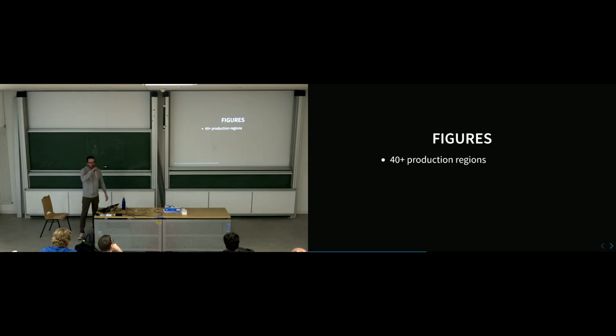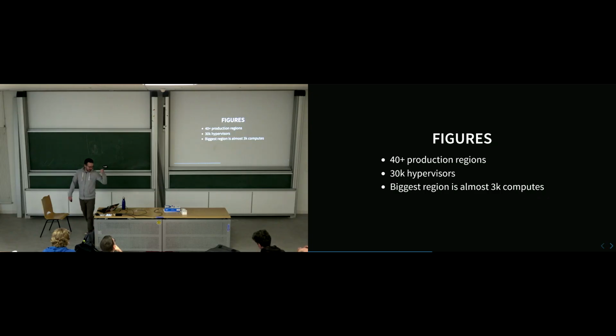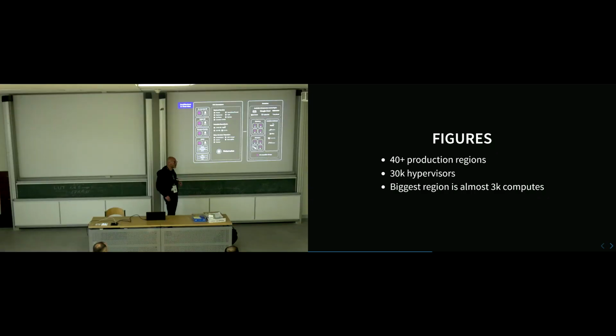We now have more than 40 production regions running on OpenStack. It's around 30K hypervisors, so it's a lot. It gives us very huge challenges, but this is why I'm paid every month, so it's good. And this is what makes me be here with you, so it's amazing. Our biggest region has almost 3K computes. This is a real challenge as well, because it's a lot. Is there anyone having a bigger region than us? Bad, because I would have some questions.